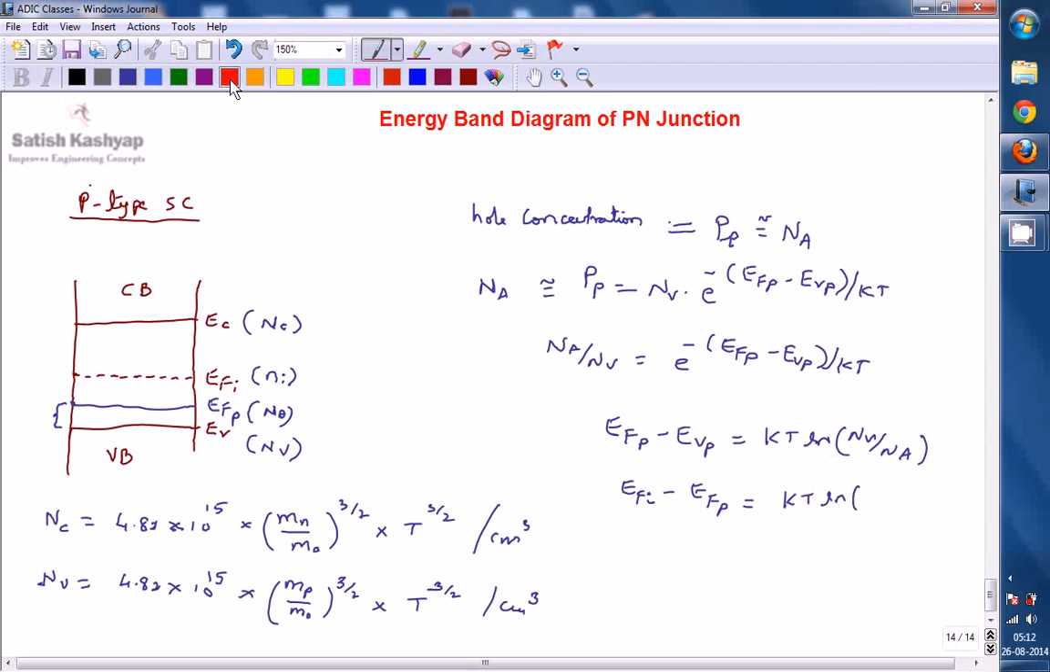From the previous equation, if you observe, EFP is going to be related to Na, and Na comes in the denominator. The first one is related to the denominator, and the second one, EVP, is related to Nv, which is in the numerator. So here also the numerator is nothing but Na, and the denominator is nothing but Ni. You can write it like this: EFI minus EFP is equal to KT natural logarithm of Na by Ni. This also you should remember.